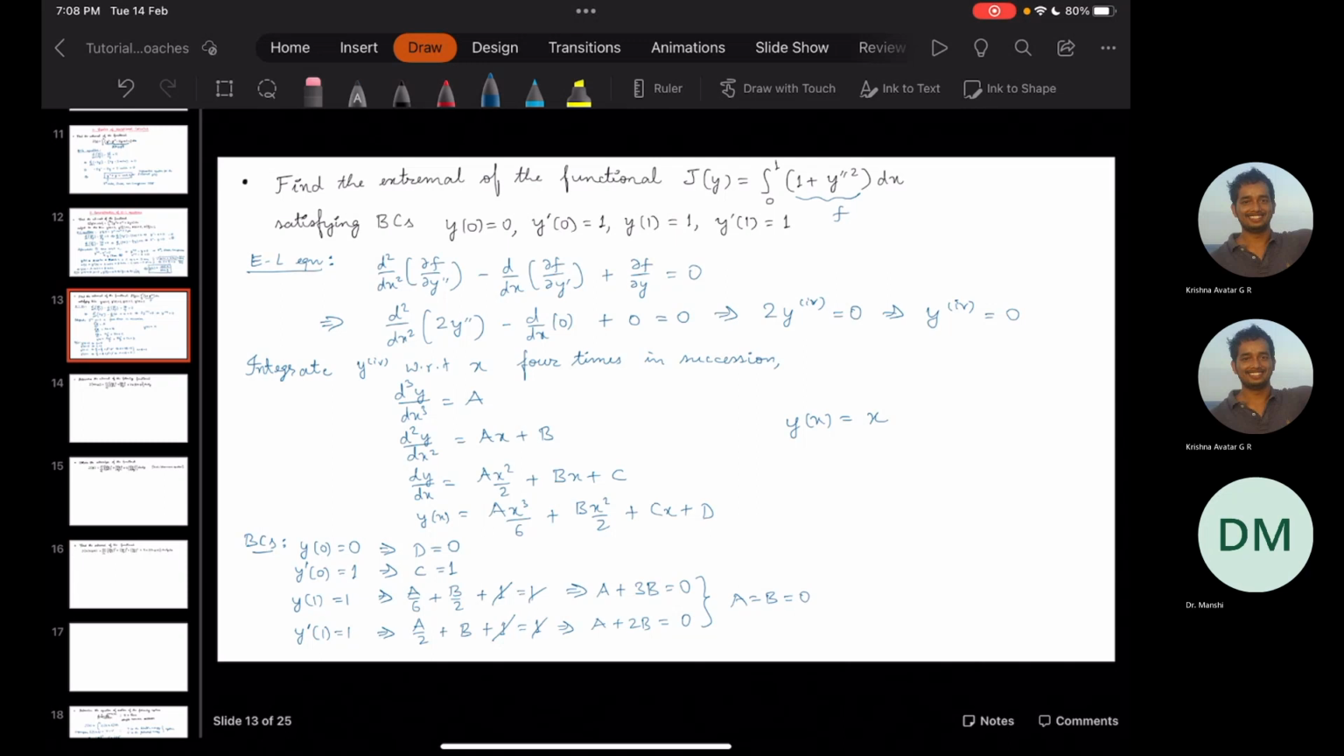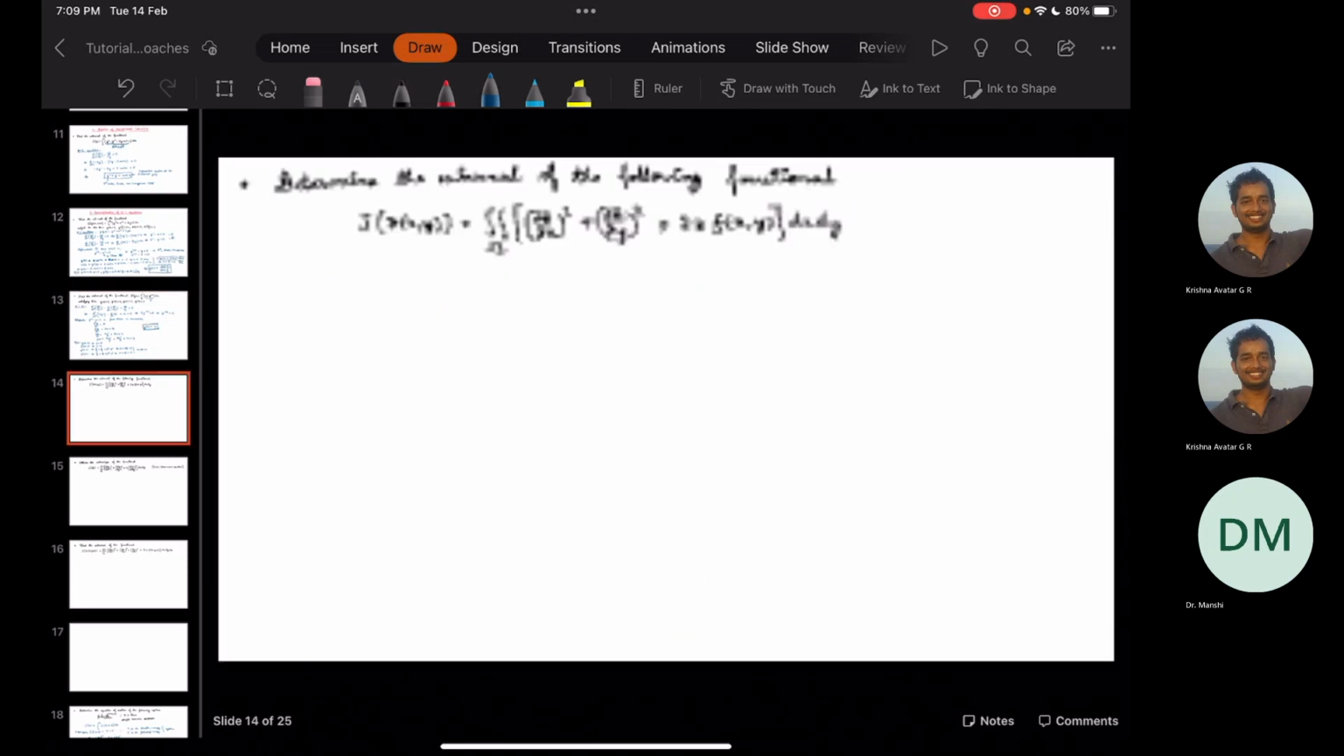Okay, whether it satisfies the boundary conditions? Y at 0 is 0, fine, that's true. Y prime of 0 is 1, yeah. Y at 1 is 1, right? Y prime of 1 is 1. So these are solutions. It's a simple solution. It's just a straight line passing through the origin, right?